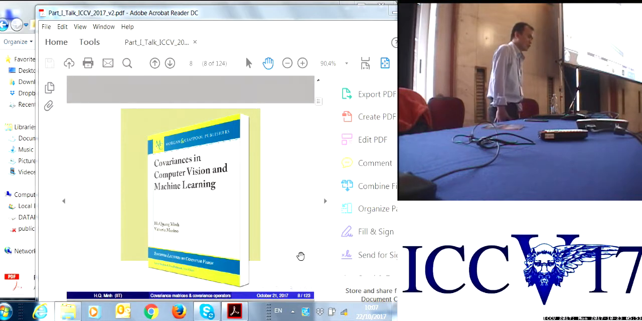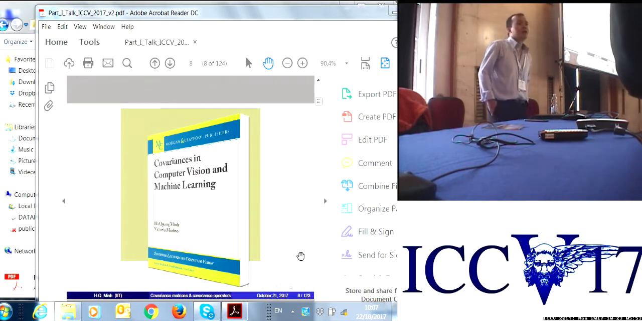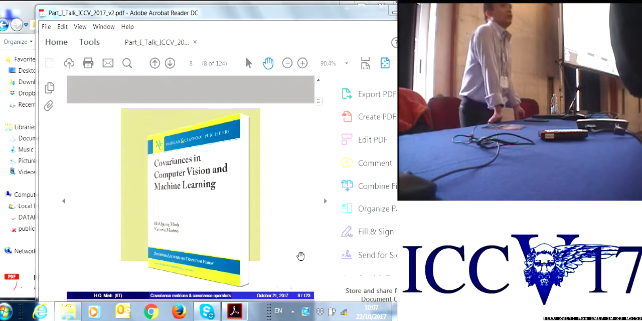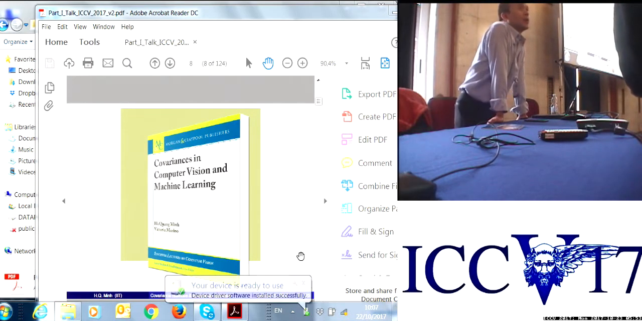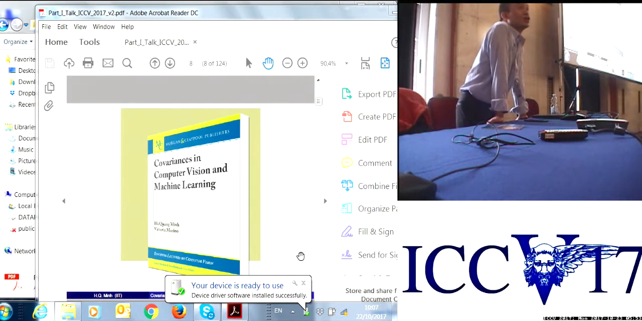Covariance is used in computer vision and machine learning. Yeah, some people have this. It's a lot, but I think it's very interesting though. I think it's good with the 3D point clouds, and it's very interesting because they use geometric features as well. So it's more interesting than the two dimensional.